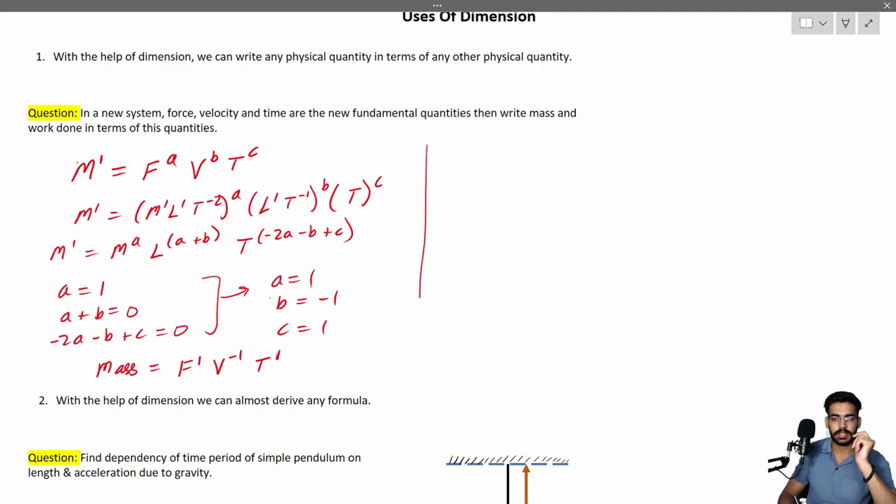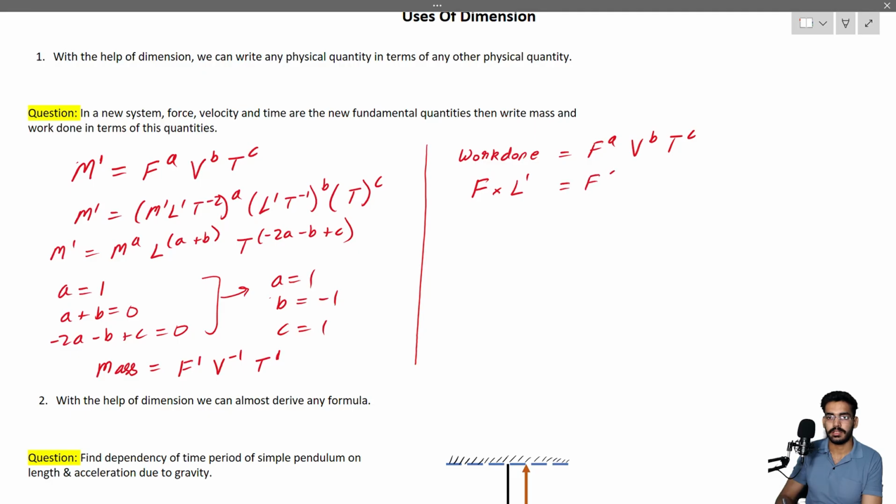Now next thing, work done. Let's solve for work done. So work done is force to the power a, velocity to the power b, time to the power c, right? Work done is what? Force into displacement, right? Displacement is what? L to the power 1. Equal to f to the power a, v to the power b and t to the power c.